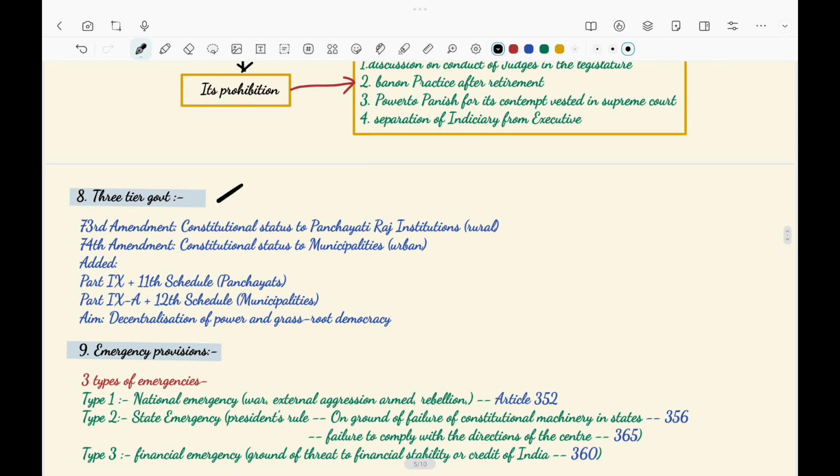The other is three-tier government. Initially, it used to be only center and state, but now at the root level, in the rural level also, they have given constitutional status, such as the panchayats and municipalities, according to these two schedules.